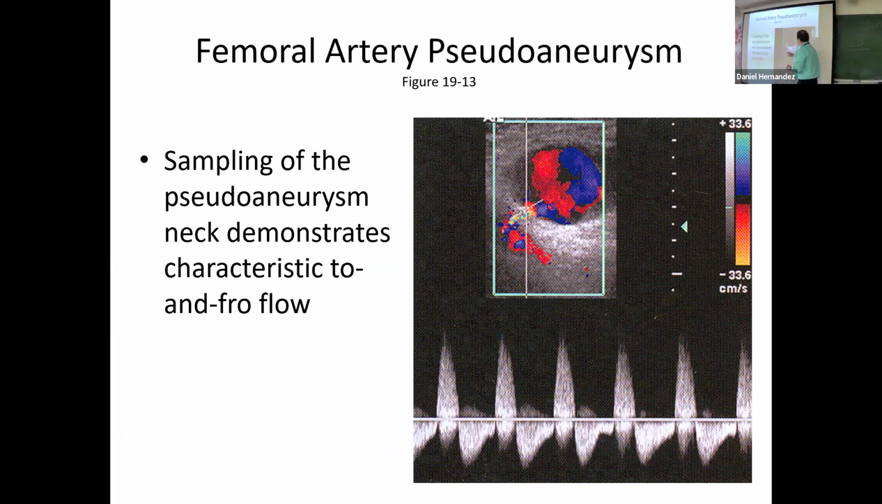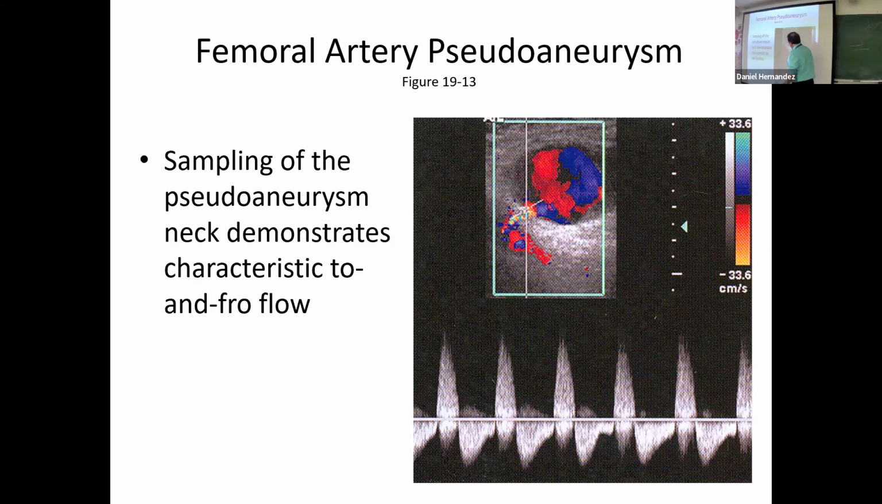So we said the neck of the pseudoaneurysm is where it connects to the native artery. Pseudoaneurysms are just arterial, so it will only happen off an artery. Pseudoaneurysms do not happen off veins, so keep that in mind. This is strictly arterial in nature.